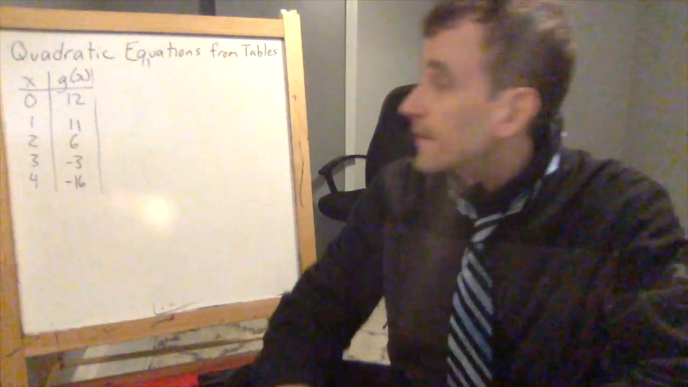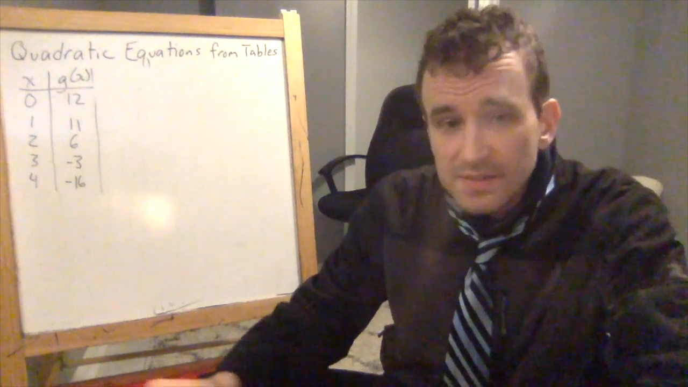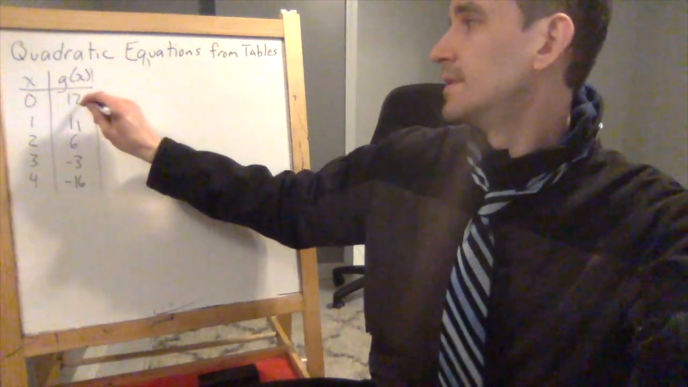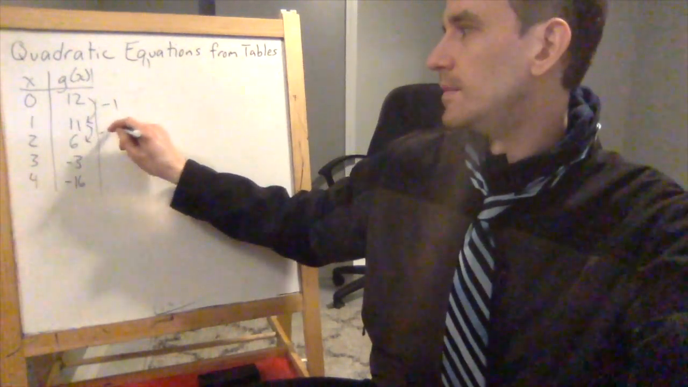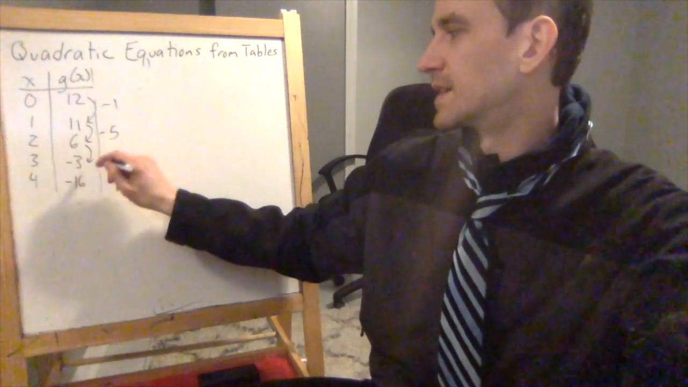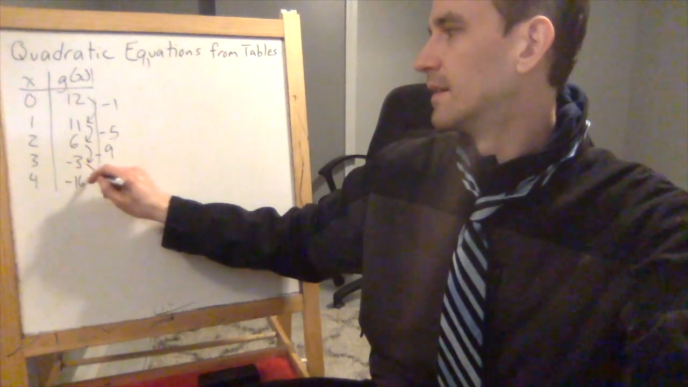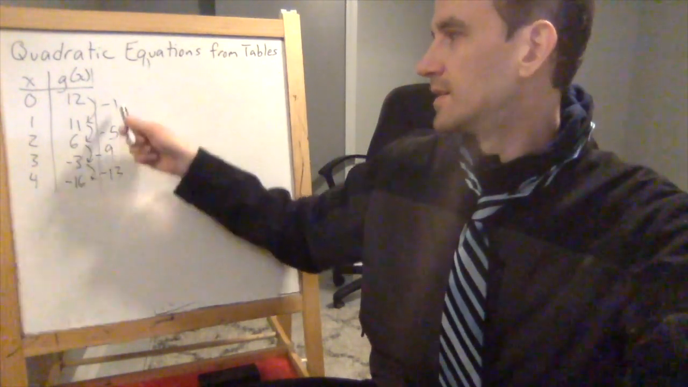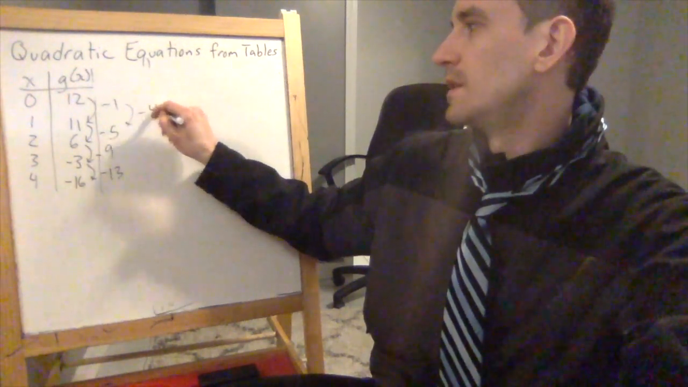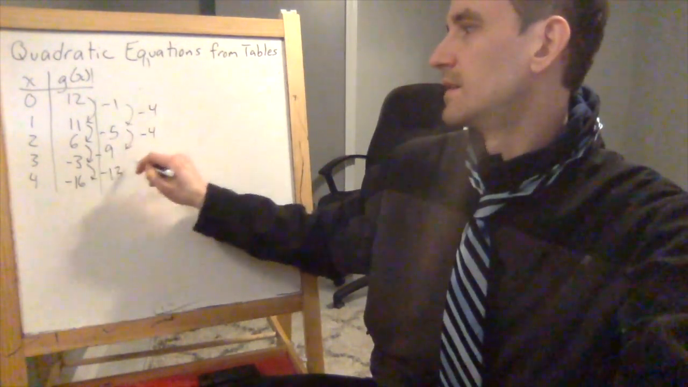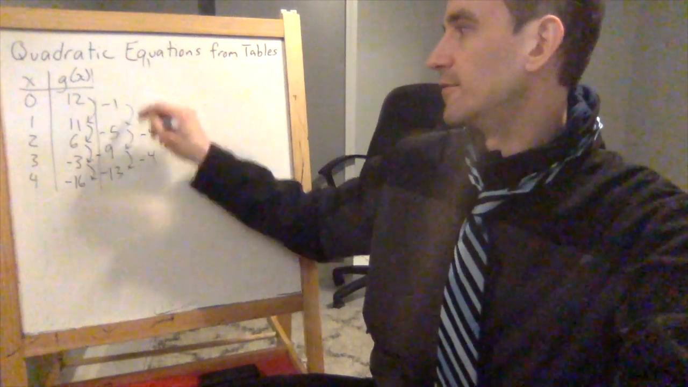Here's another example following the same pattern. We've got x and g of x. If we look at this table, our differences, we go down 1, minus 5. From 6 to negative 3 is minus 9, and then minus 13. So not constant differences, but the differences between the differences, or the second differences, are all negative 4.